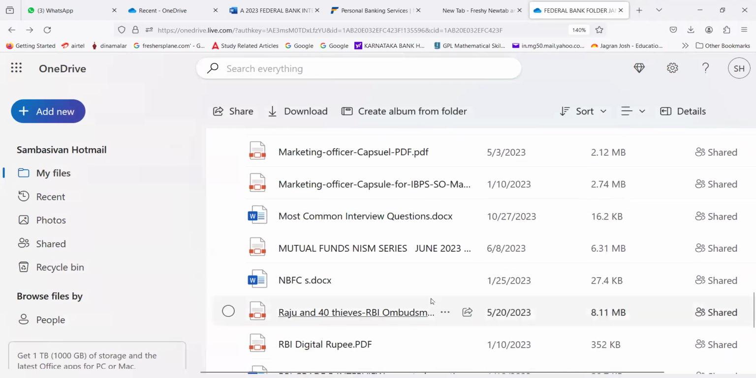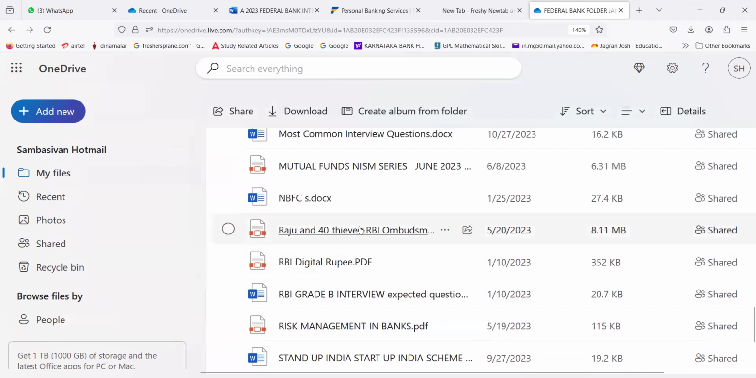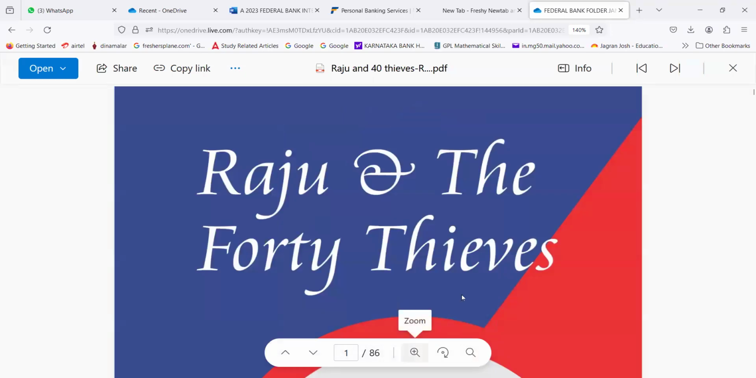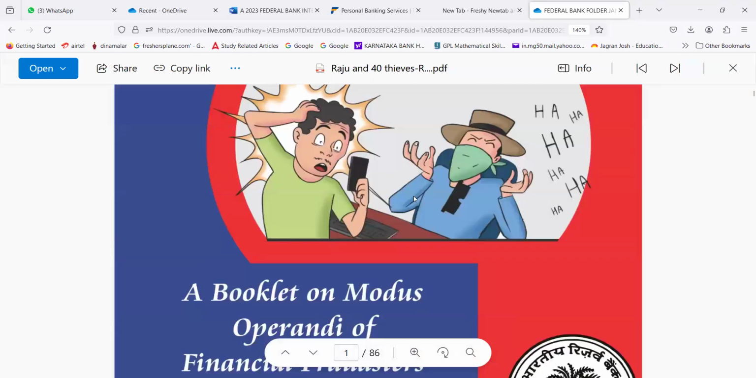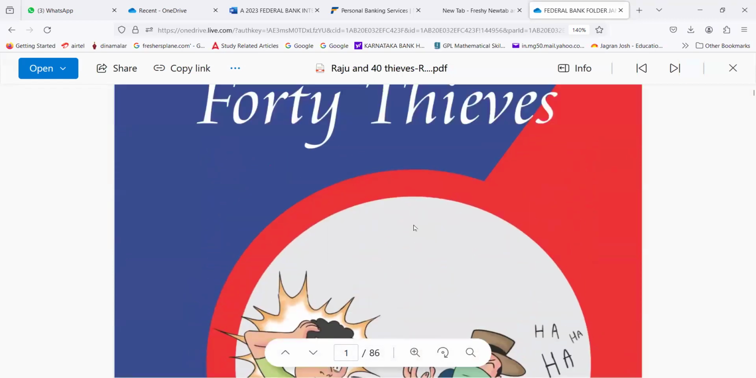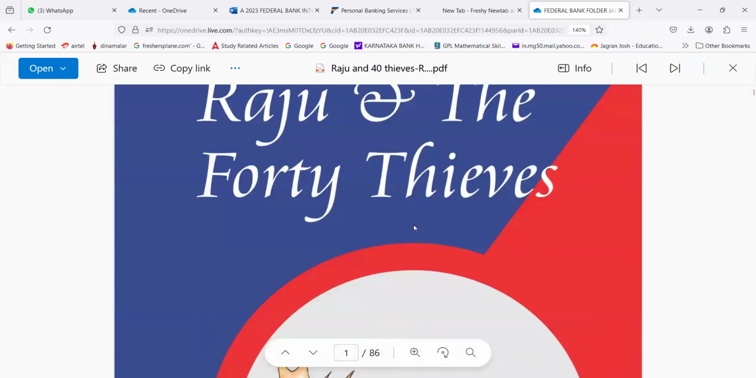I wanted to see, there is one. This is the one, Raju and 40 Thieves. I think I must have told you earlier, a few days back. This is a book. Can you tell me, Kavin Ram, what is this book?